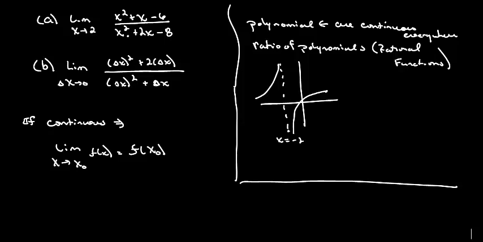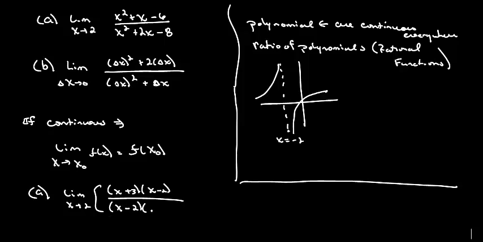If I plug in 2 here, I get 2 squared, which is 4, plus 2 times 2 is 4, so that's 8 minus 8. Well, that gives me 0. So I can't do a direct substitution here yet. I'm going to have to do a replacement and then a direct substitution. So for a, the limit as x approaches 2 of this is the same as the limit of, with the factors on the top, x plus 3 times x minus 2, and on the bottom, x minus 2 times x plus 4.